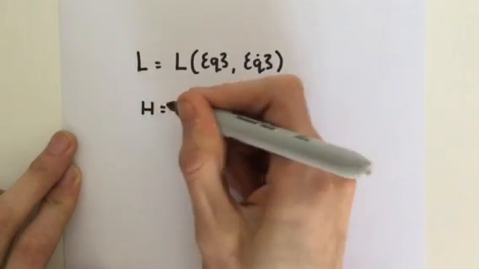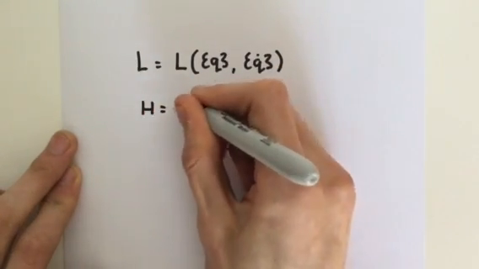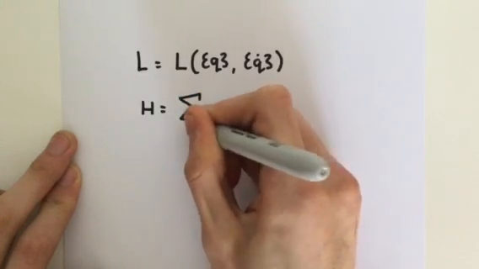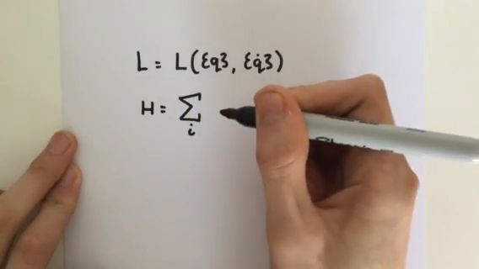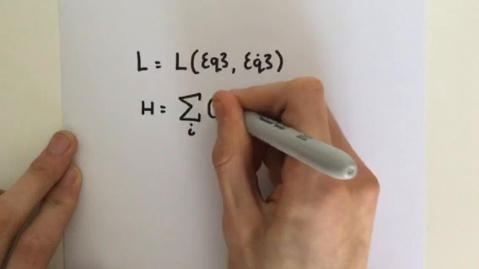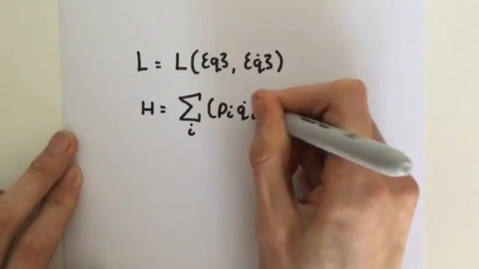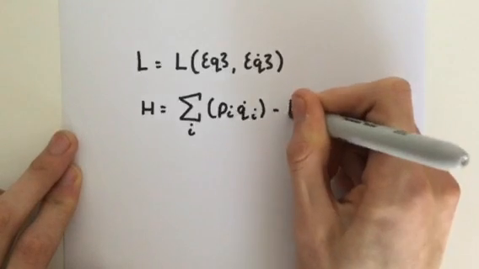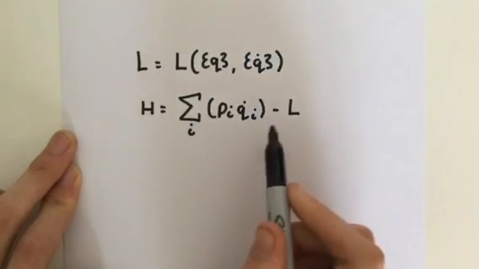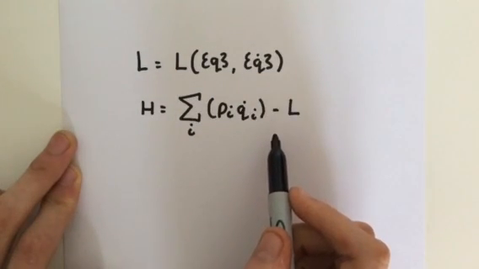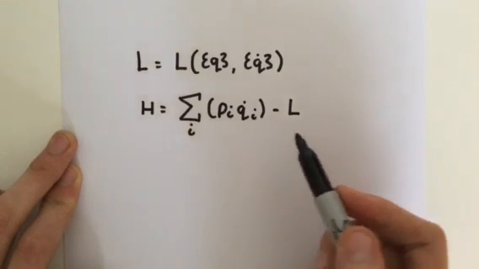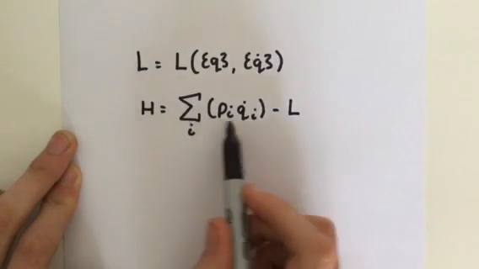So the Hamiltonian is written as this. We have H equaling the sum over i, which is just the number of dimensions or variables you happen to be dealing with, of p_i multiplied by q dot i, minus your Lagrangian. We derived this in the first exercise of classical mechanics, so if you haven't seen that already, you might want to check it out if you're unfamiliar with this.